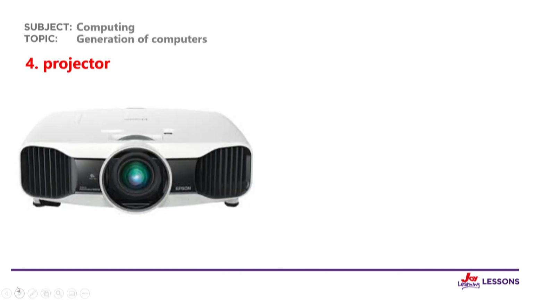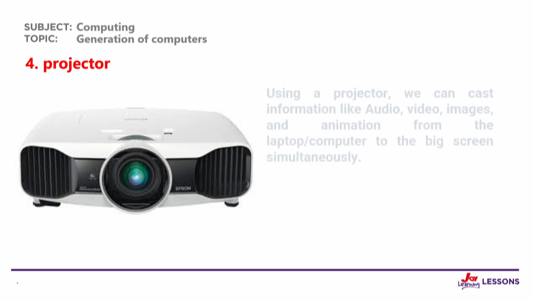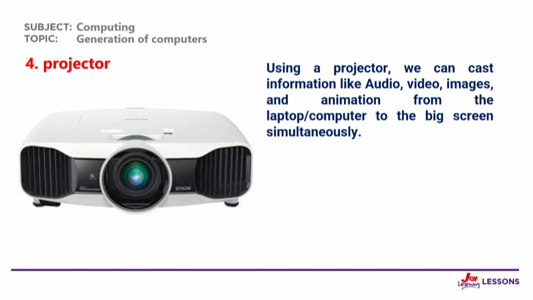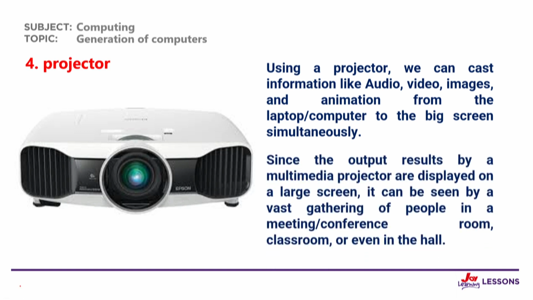So this is the image of the projector, which is also an output device. Now, using a projector, we can cast information like audio, video, images, and animation from the laptop or computer to the big screen simultaneously. So we use this projector to cast information to a big screen so that a large number of people can also see. So this is the work of the projector, right?